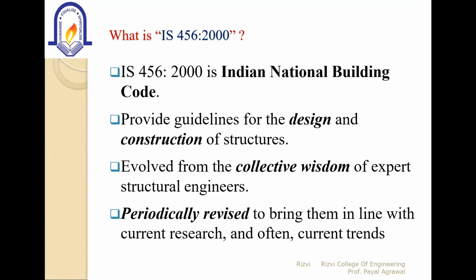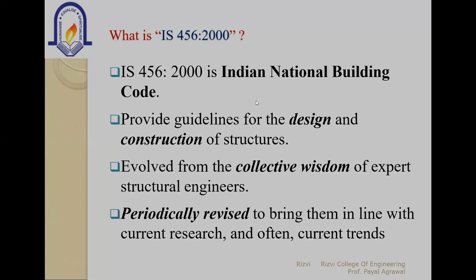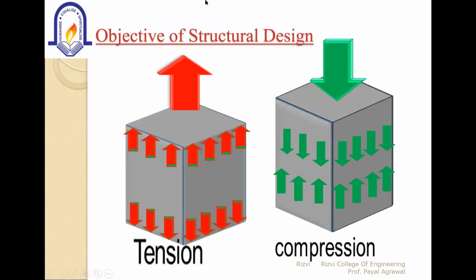So it was revised in the year 2000, and after that it has not been revised yet. So up till now we are going to use all the clauses based upon IS 456-2000 only. So this is your IS 456-2000. And the objectives of the structural design. So the main objective of the structural design is to see the tension and compression. As you can see, everybody already knows, you have studied in SOM what is meant by tension and what is meant by compression.